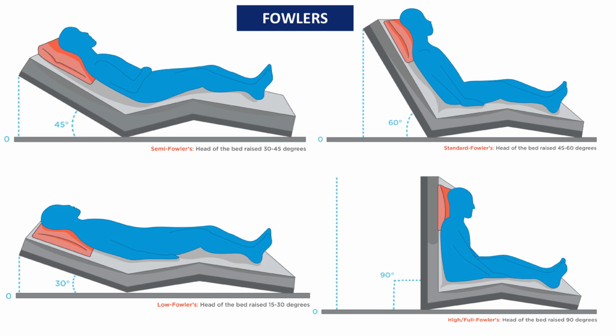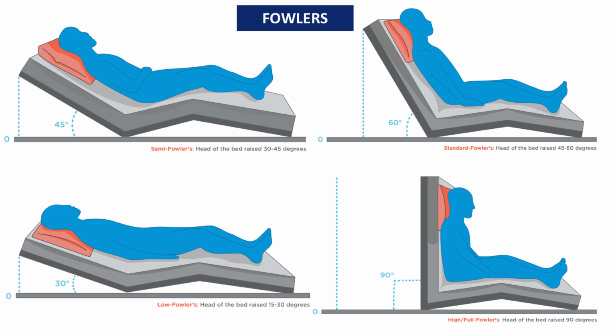And here we have the different positioning. So we have semi-Fowlers, standard Fowlers, low Fowlers, and high Fowlers. So for this, semi-Fowlers is just 45 degrees or so, and high Fowlers is 90 degrees. We typically don't say standard Fowlers. Sometimes we say low Fowlers. Just know that Fowlers is not flat, okay?